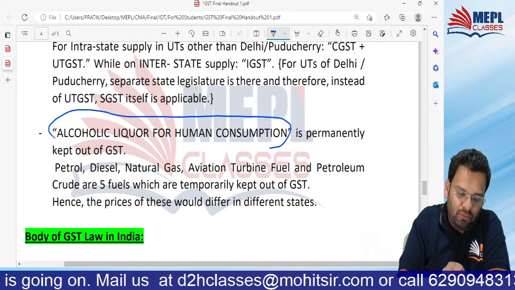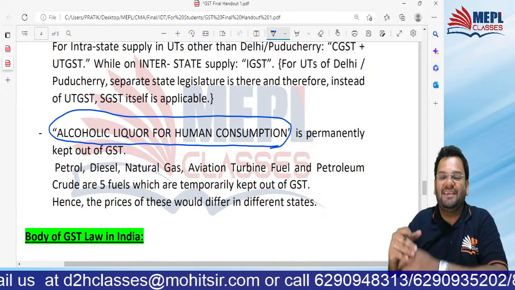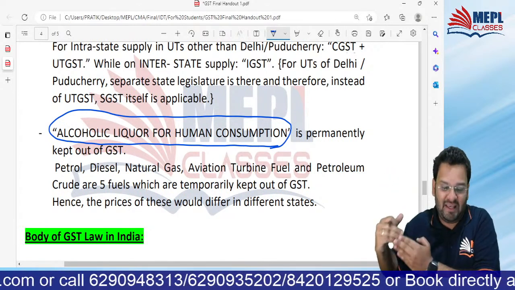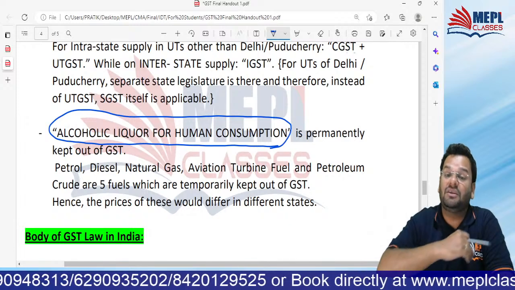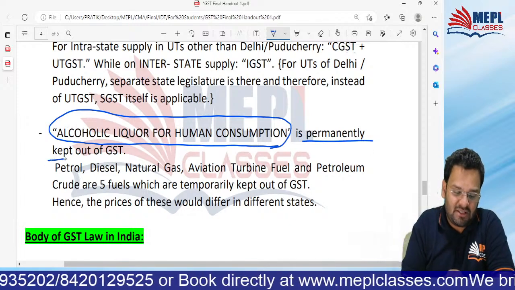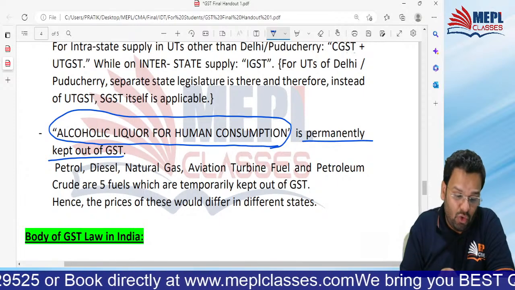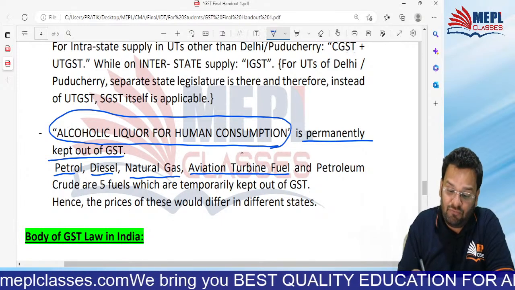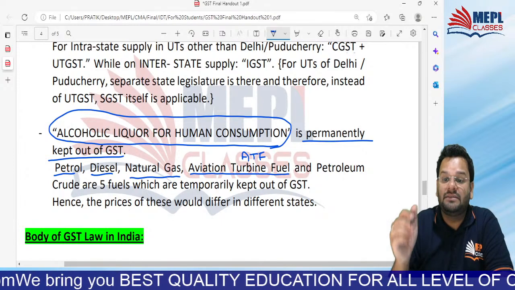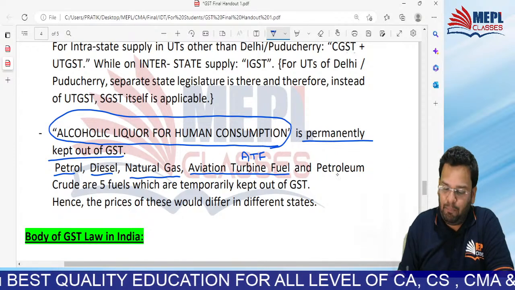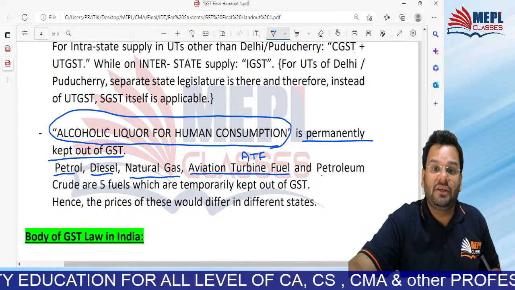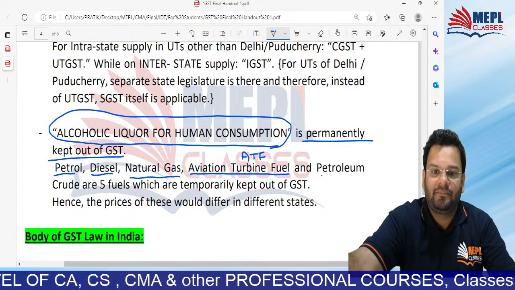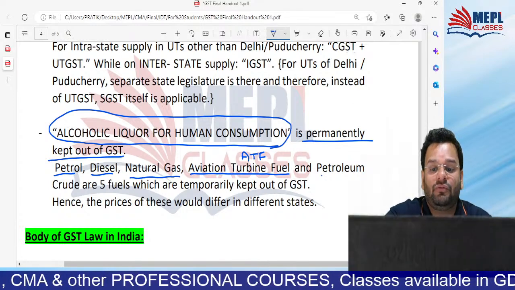So currently, what has been kept out of GST? Alcoholic liquor for human consumption. We will learn this again when we study GST in sequence of the sections. So alcoholic liquor for human consumption is permanently kept out of GST, and petrol, diesel, natural gas, aviation turbine fuel, means fuel required for planes, and petroleum crude, these fuels have been kept out of GST. Okay, they are temporarily kept out of GST.